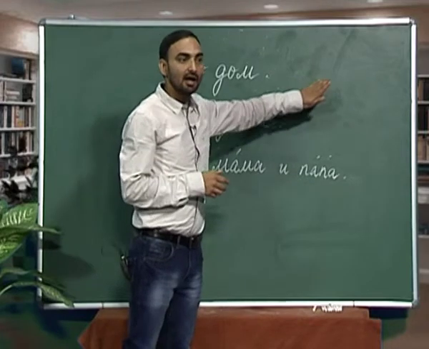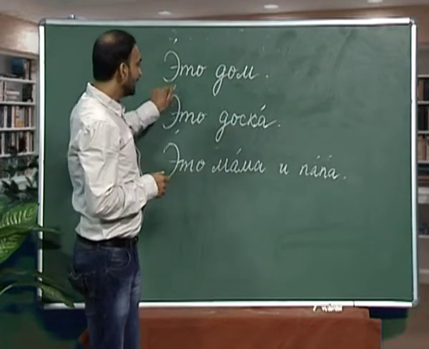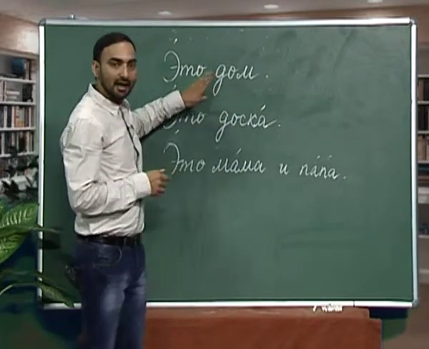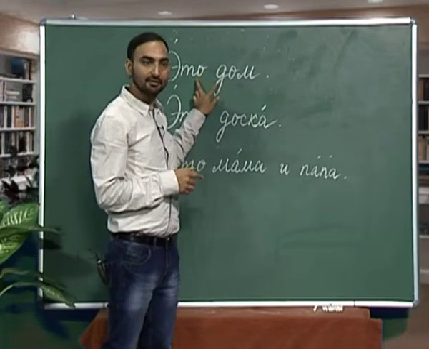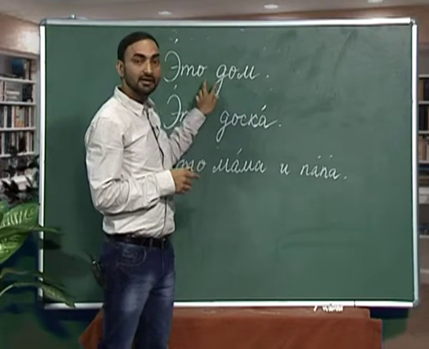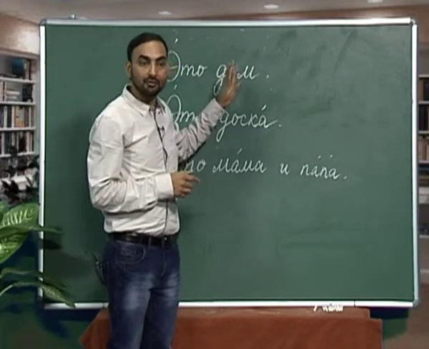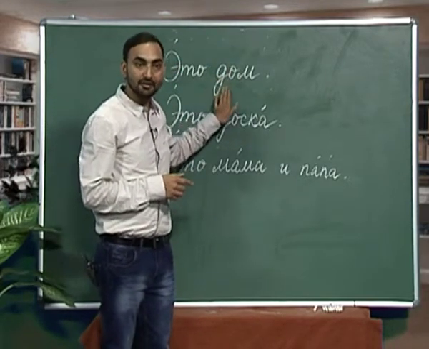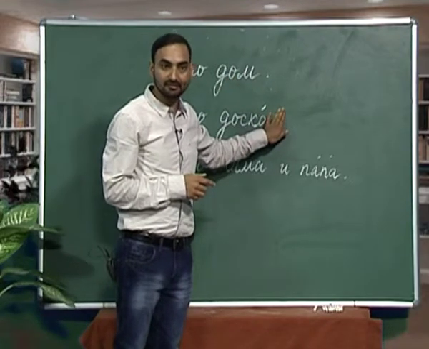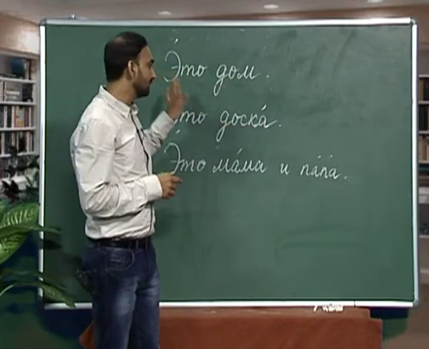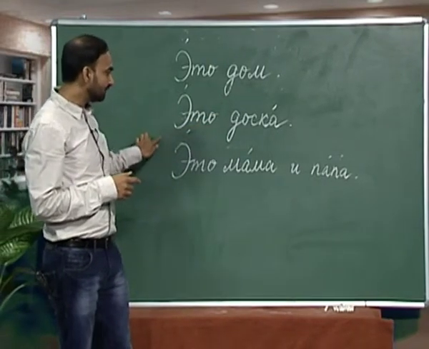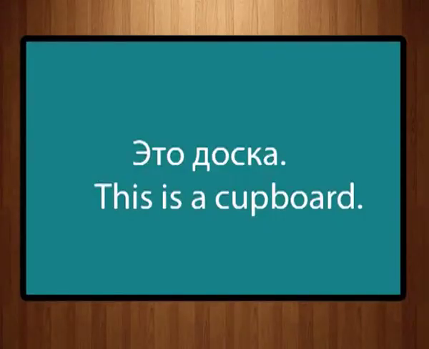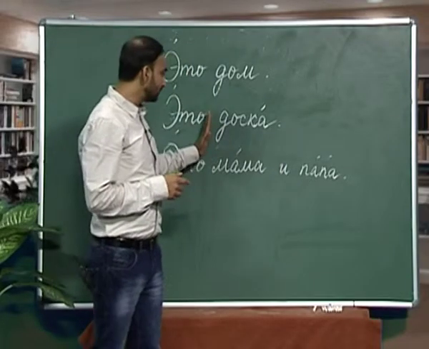This is a house. As you can see, we have not used any link verb between these two components of the sentence. Это дом, there is no link verb. In Russian, we do not use any link verb in the present tense. That you have to remember. In the same way, the second sentence that we have is Это доска. Again, there is no link verb.